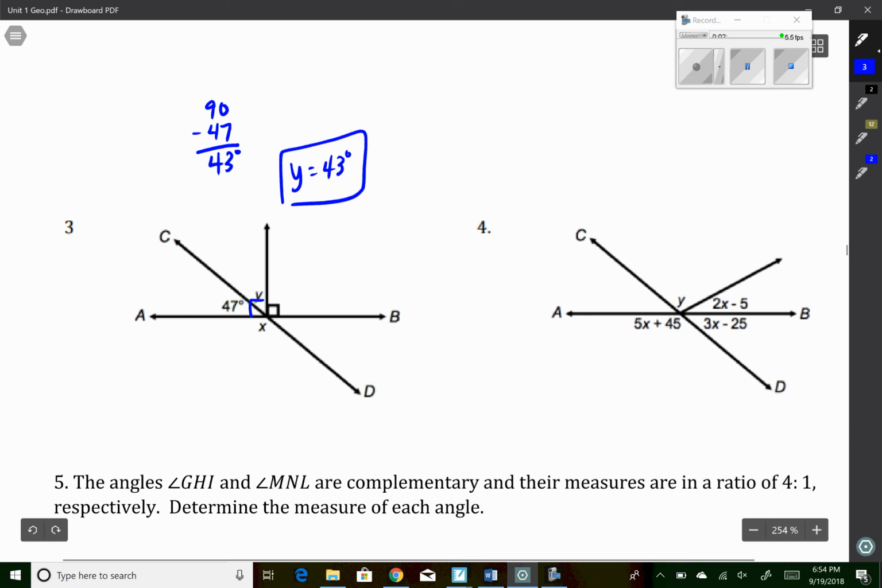The next thing that I notice is that these 2 angles together make a straight line, meaning 47 and x are supplementary to each other. So if I do 180 minus 47, I get 143 degrees. So that means x is 143 degrees. No, 133. Would help if I added and subtracted right.